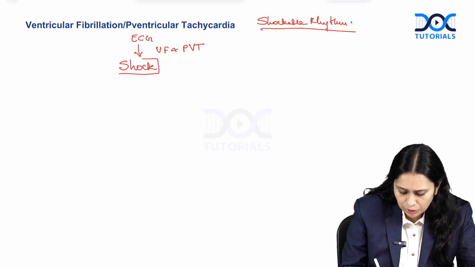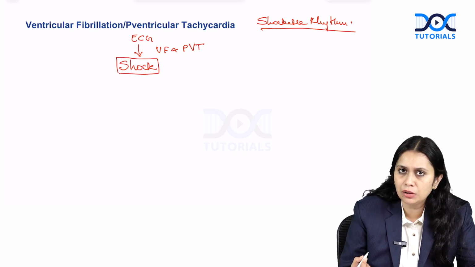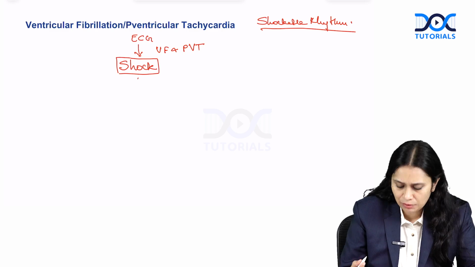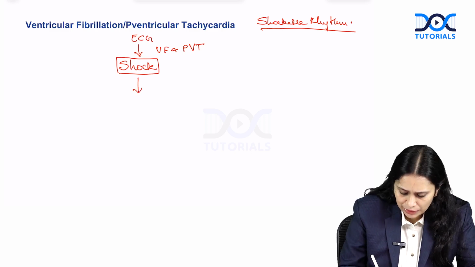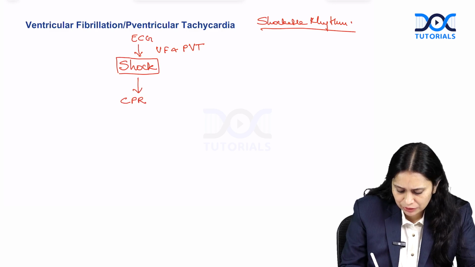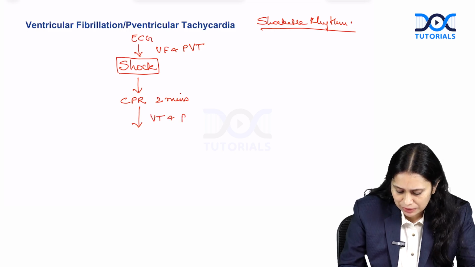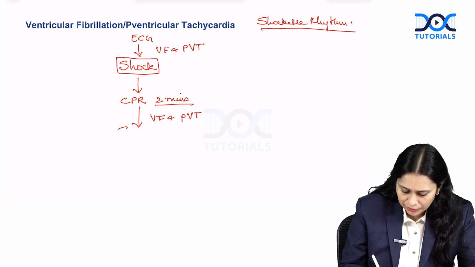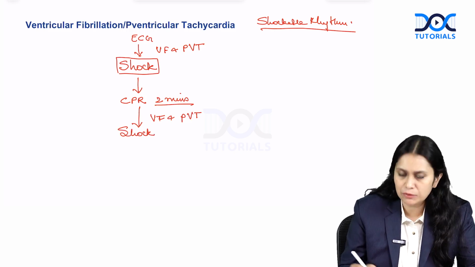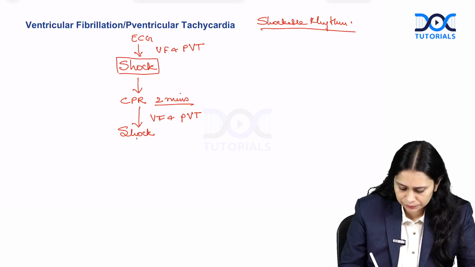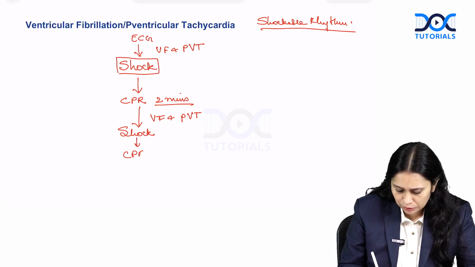What should be the energy of the shock? I will discuss that in a moment. So I give the shock and start CPR for the next 2 minutes, right? And again after 2 minutes, we check the rhythm. Still it is VF and pulseless ventricular tachycardia after 2 minutes. We again give a shock as soon as possible, right? We charge and give the shock and again do CPR for 2 minutes.